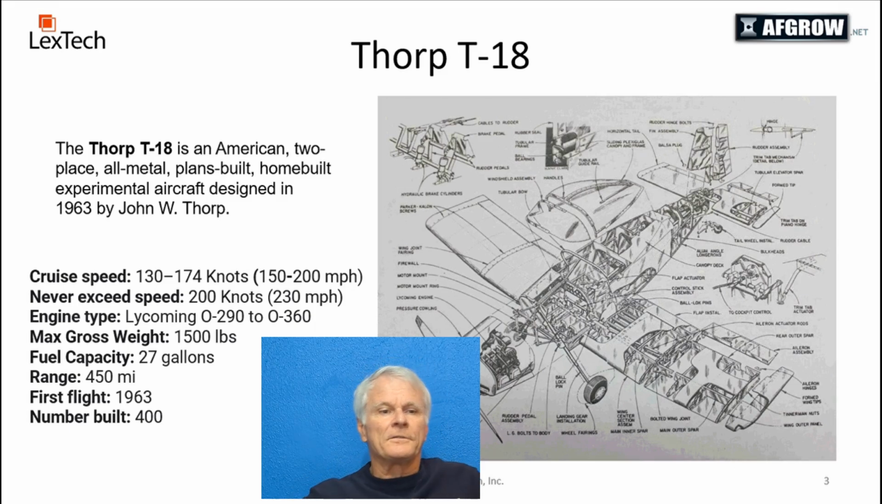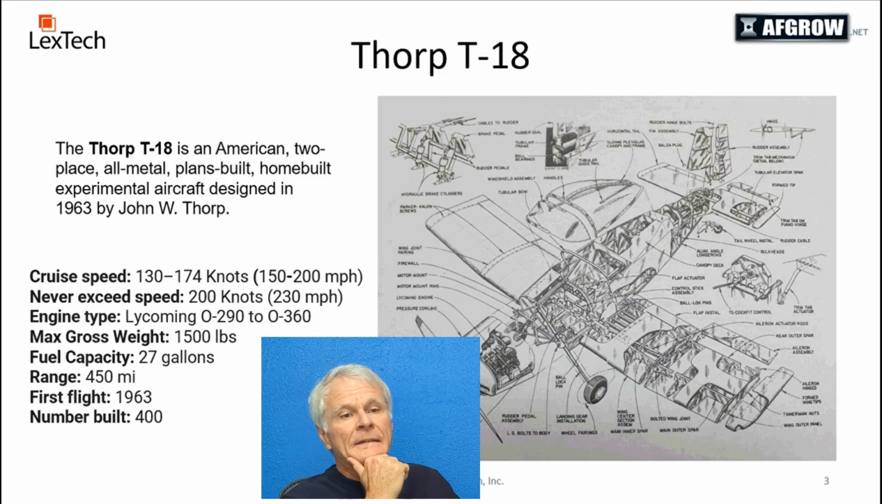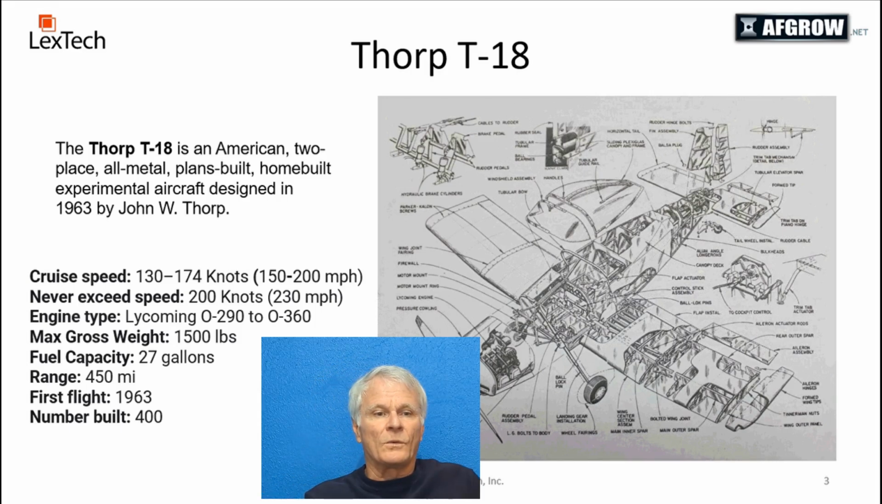It uses anything from a Lycoming O-290 to an O-360. My particular airplane uses an O-320, 150 horsepower. My maximum gross weight is 1,500 pounds. My fuel capacity is 27 gallons. The range is approximately 450 miles. There have been 400 of these airplanes built.